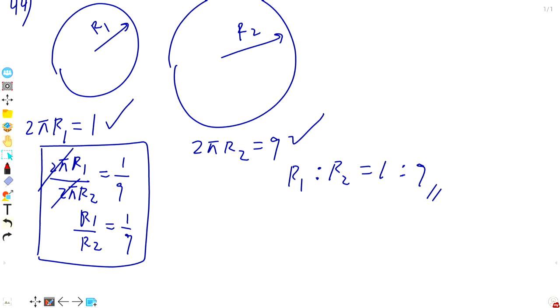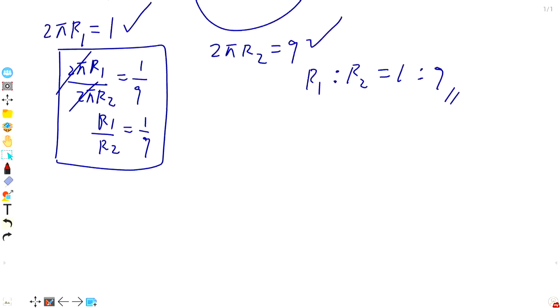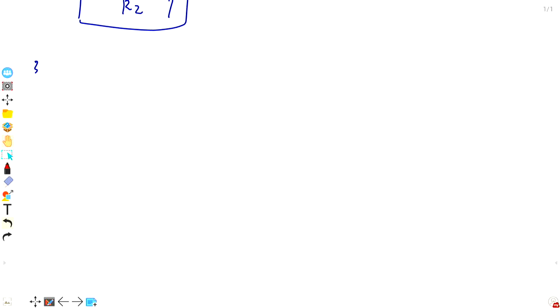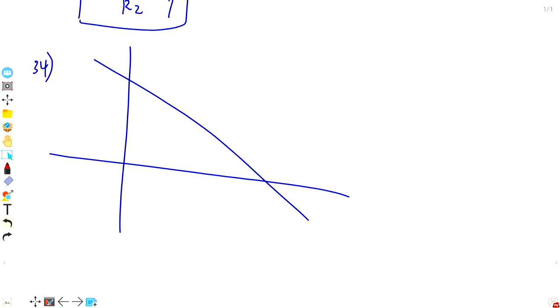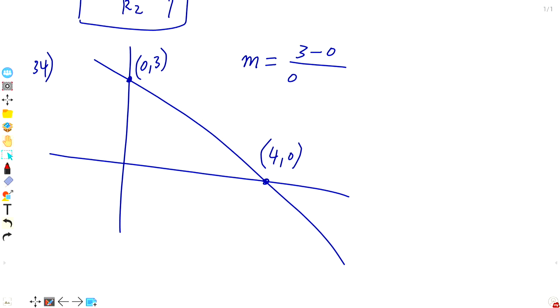34. Okay, we'll do the 30s first. So this tells you this, right? So this one would be 3, it's going to be (0, 3) then. And you have 1 here, it's going to be (4, 0) then, right? So you need to find the gradient. The gradient is rise over run. So it's going to be 3 minus 0 over 0 minus 4. Answer is minus 3 divided by 4.